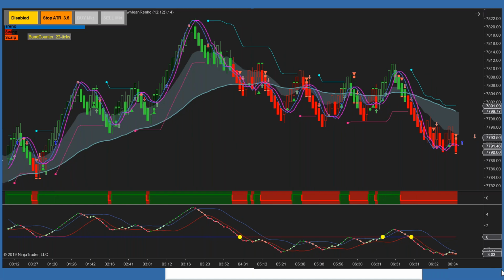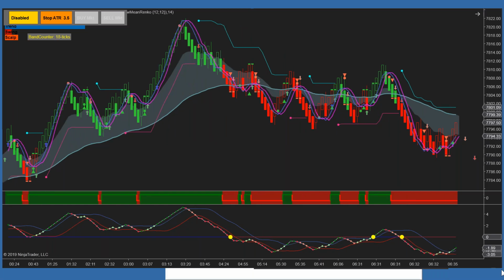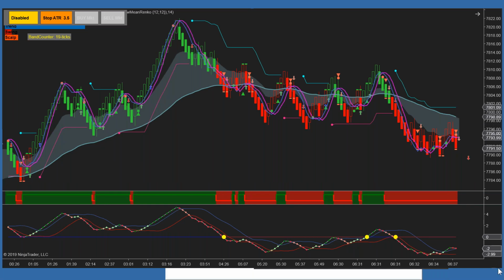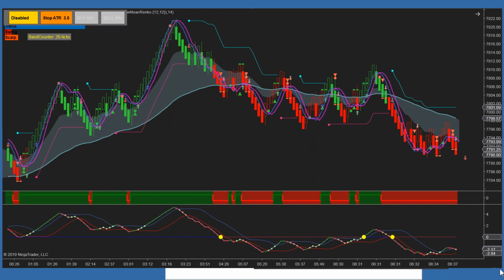Okay, and here we go yet again with another signal. The other signals didn't fill. They just printed and then reversed. All right, this one filled. So we're short from here.